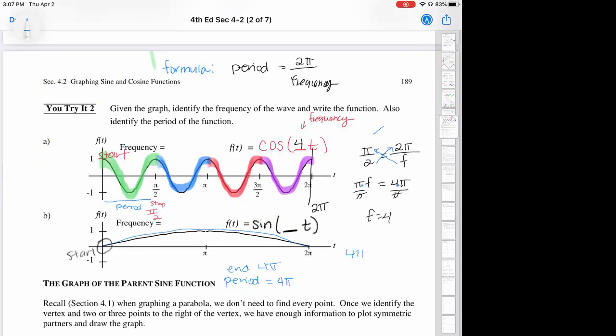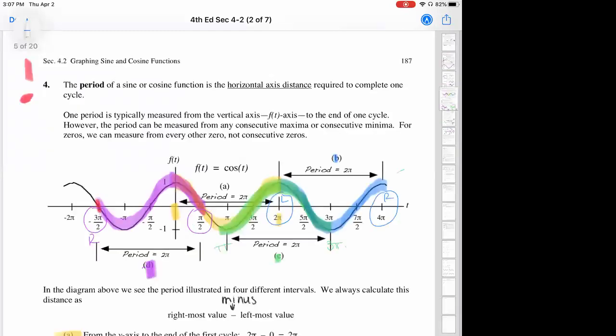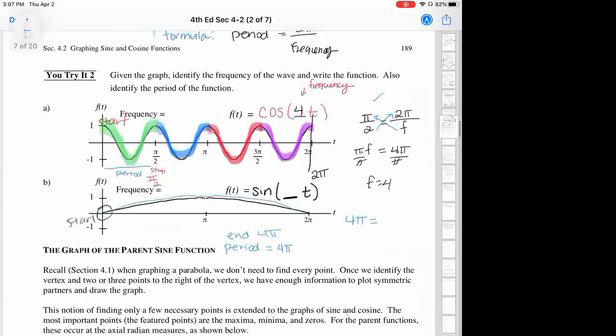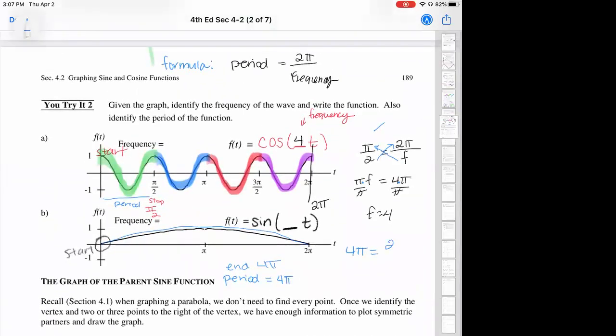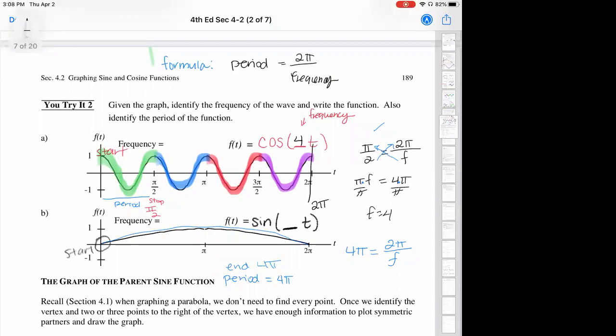So let's use our formula. 4 pi is equal to 2 pi divided by the frequency, which is f. Okay, let's go ahead and cross multiply. So I can write this as over 1, and then we cross multiply. So we have 2 pi is equal to 4 pi times f. Let's divide by 4 pi, divide by 4 pi. Our pi's cancel, we're left with 1/2. F is equal to 1/2.